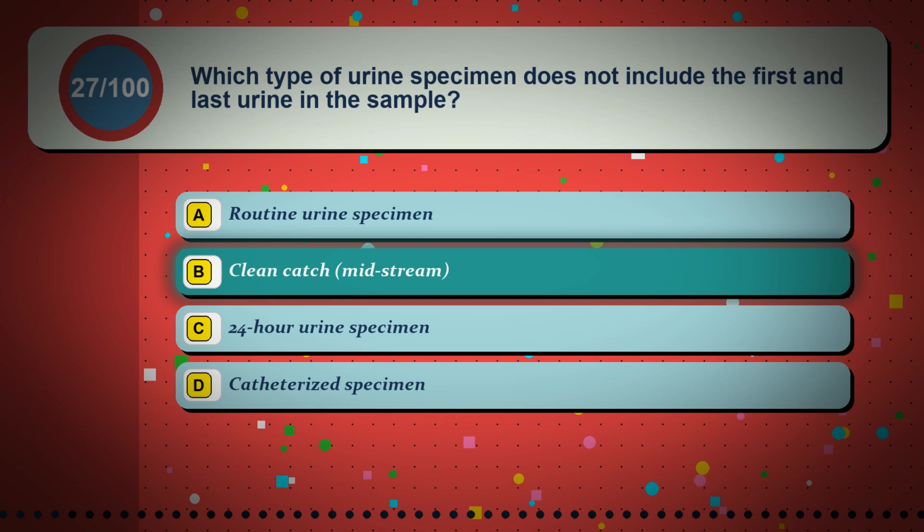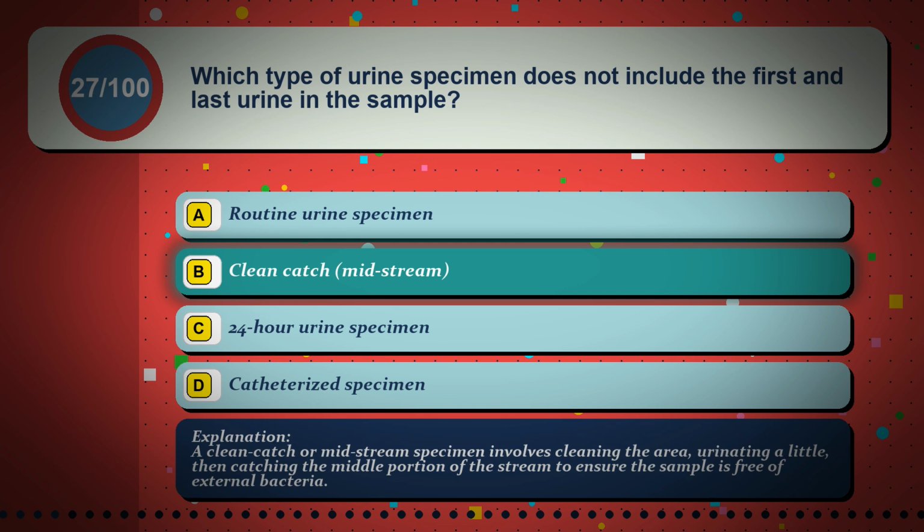The correct answer is option B. Clean catch, midstream. A clean catch or midstream specimen involves cleaning the area, urinating a little, then catching the middle portion of the stream to ensure the sample is free of external bacteria.